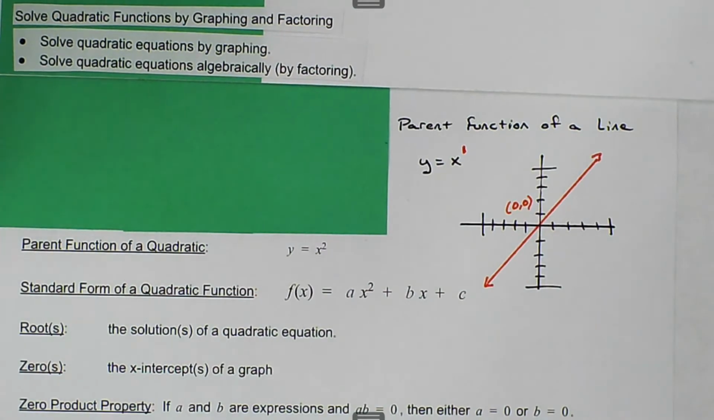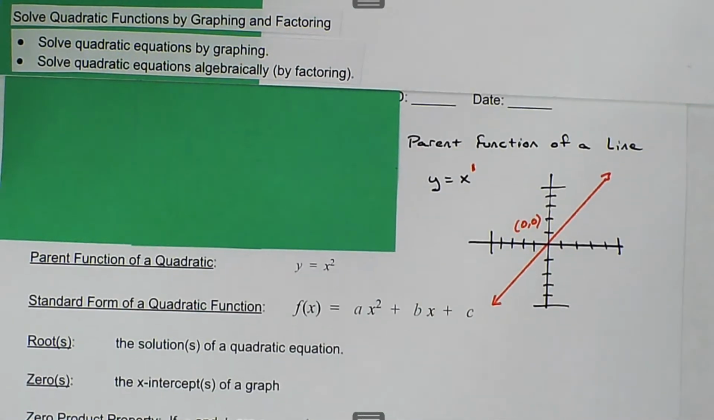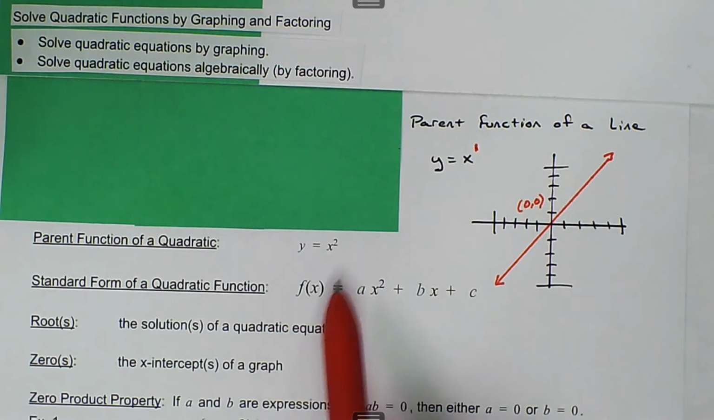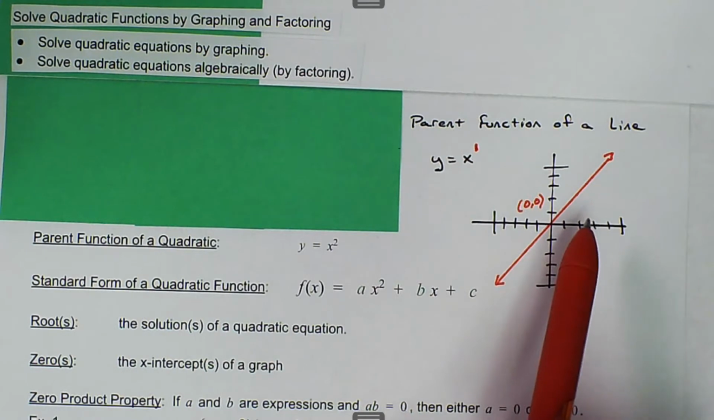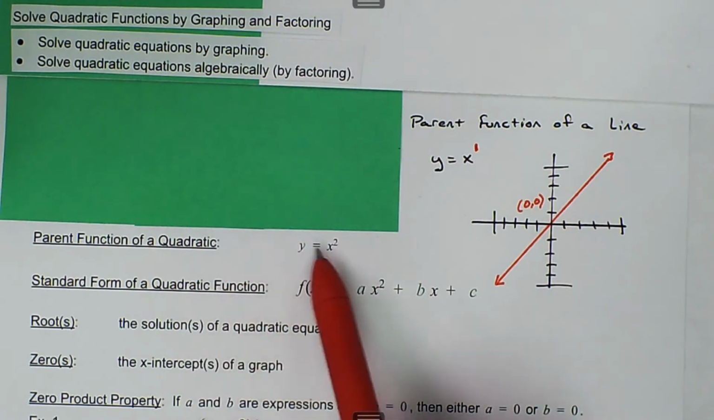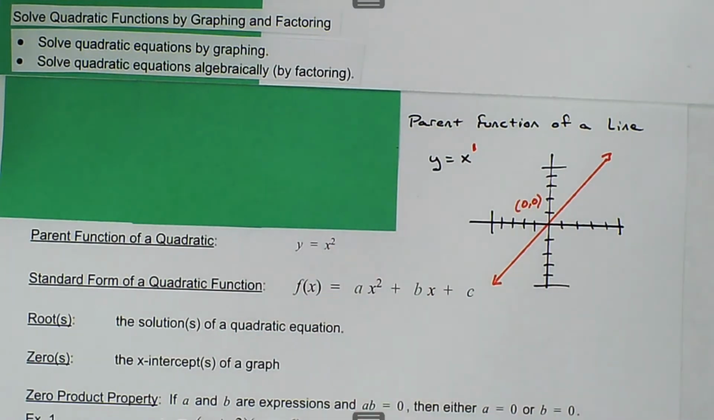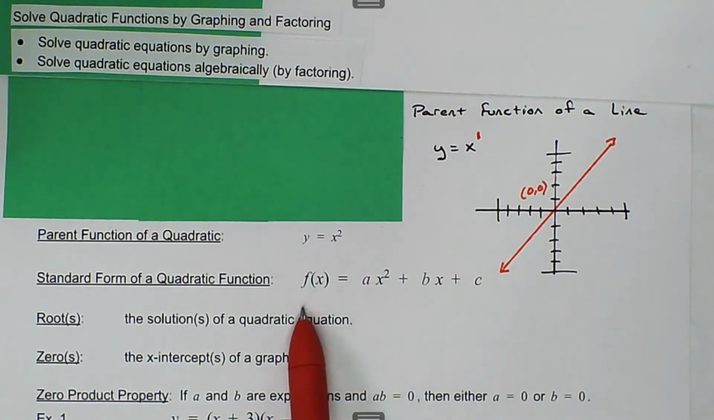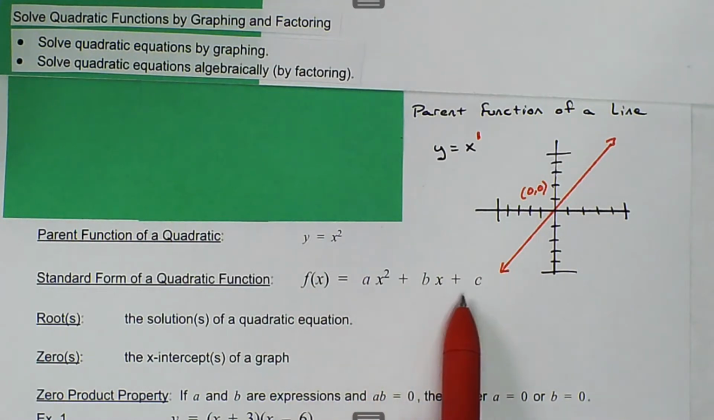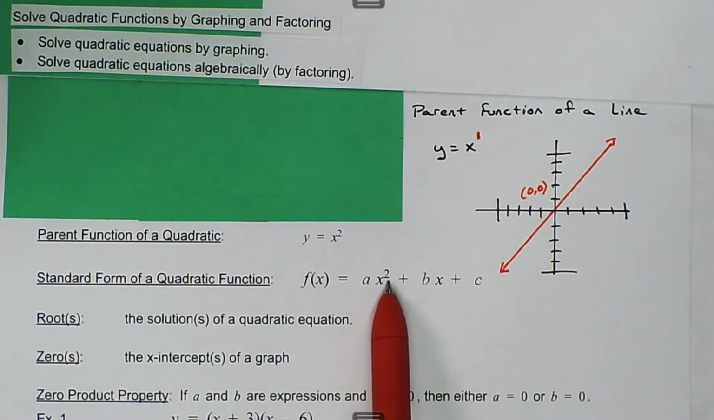Well, for quadratic functions, the parent function is y equals x squared. And in this case, we have 2 as the highest degree exponent. For the linear function, we had an exponent of 1, so that crossed once. So with the parent function of the quadratic, we expect that it's going to cross twice. The other thing we can look at is in standard form, we have ax squared plus bx plus c. Again, our highest degree is x squared, so we're expecting that this function is going to cross the x-axis twice.